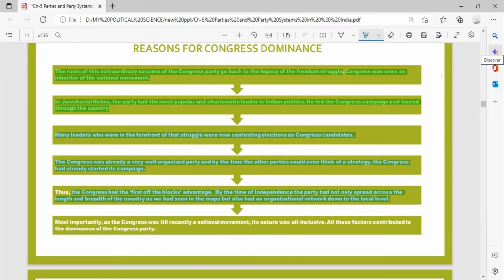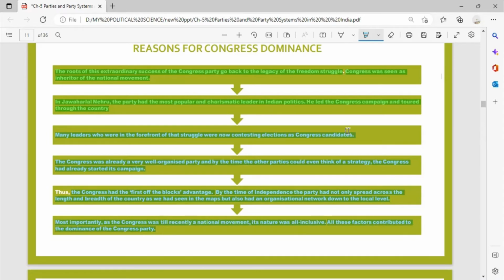That's why it became the most dominant force. Then, most importantly, as the Congress was till recently a national movement, its nature was all-inclusive, because being a party which was in a national movement, it included people from all walks of life. All these factors contributed to the dominance of the Congress party.